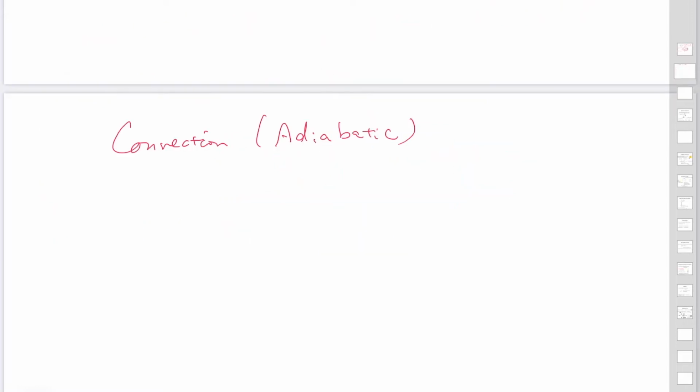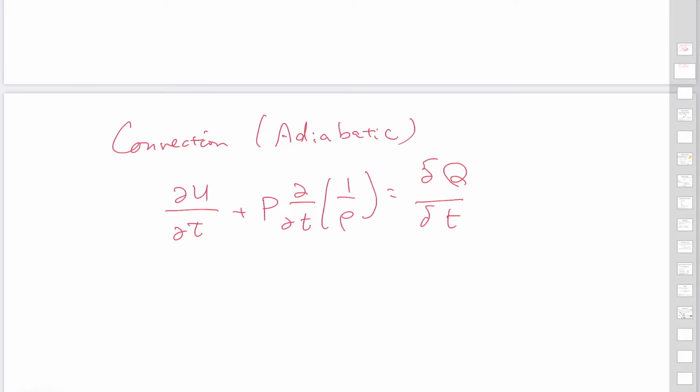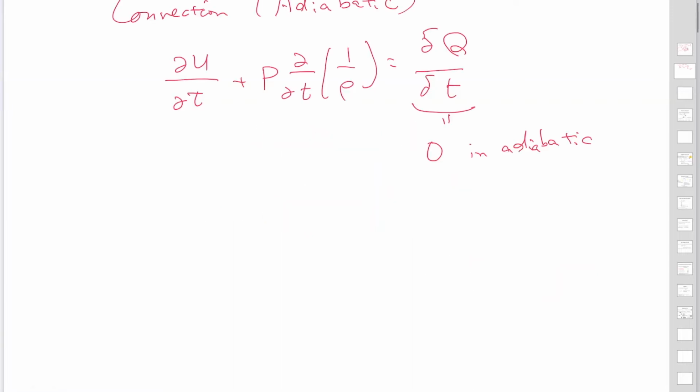Adiabatic means the change of the internal energy plus the work, with 1 over rho, is due to the input of heat. So in the adiabatic case, the right-hand side is 0. From these equations, in the adiabatic case, du plus p times the change of 1 over rho is going to be 0. So we are going to consider this situation.